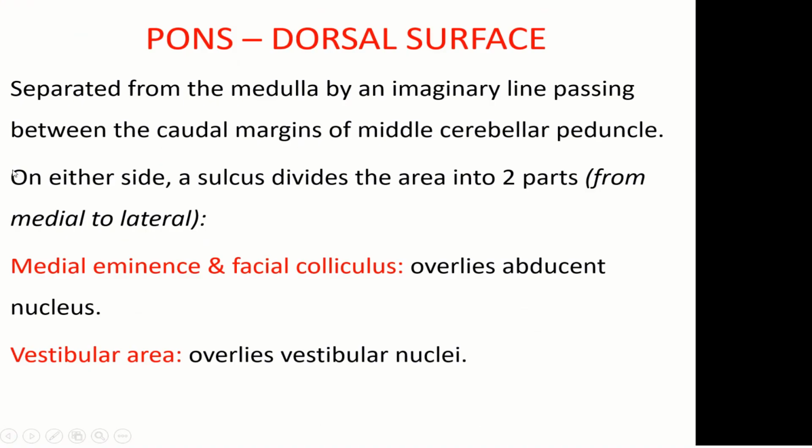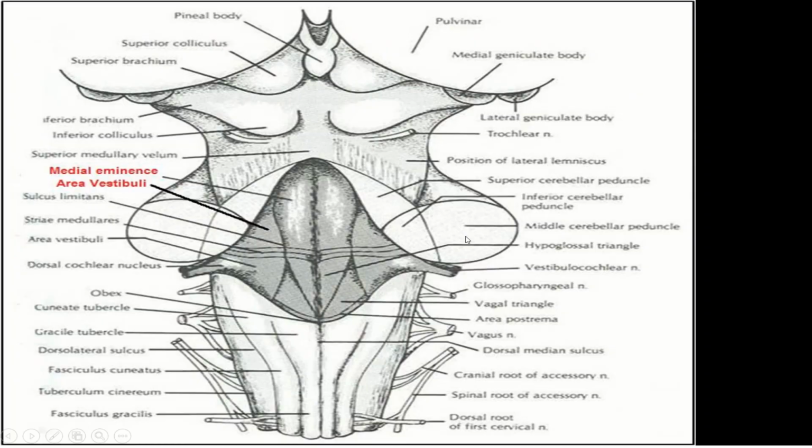On the dorsal surface, the pons is separated from the medulla by an imaginary line passing between the caudal margins of the middle cerebellar peduncles. If you see, this is the middle cerebellar peduncle. If we draw an imaginary line like this, that separates the medulla and pons. You can also see a striking feature here in the floor of the fourth ventricle, the striae medullaris, which separates the pons from the medulla.